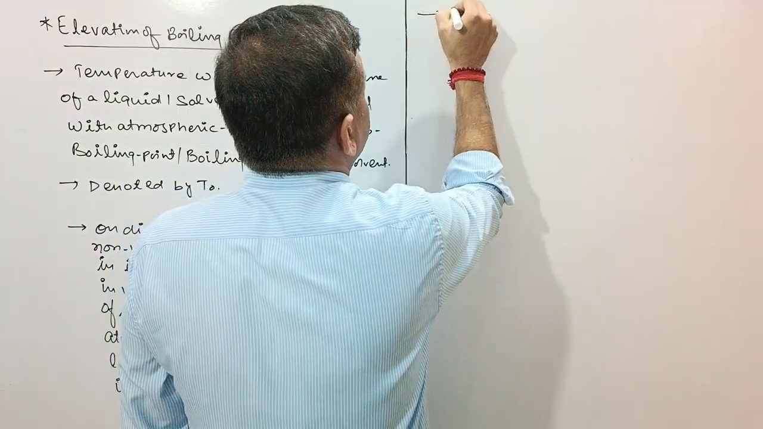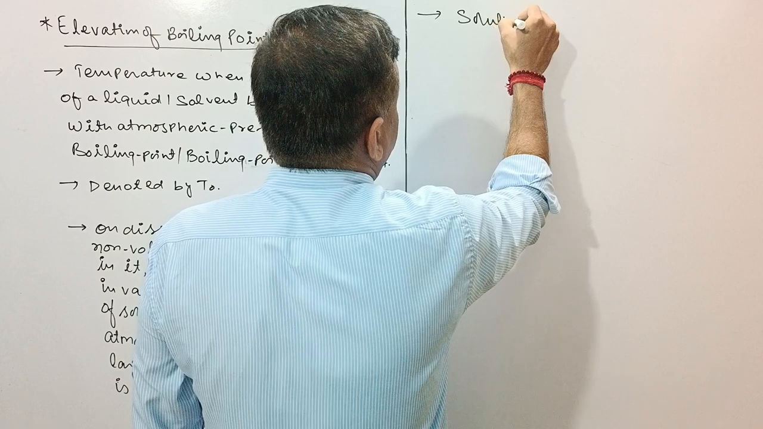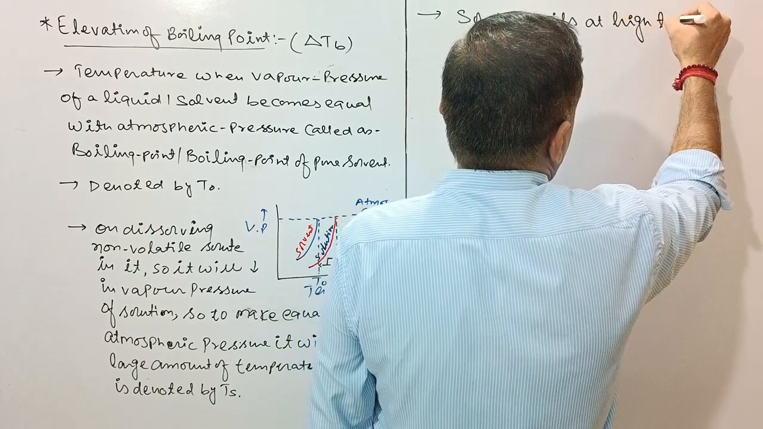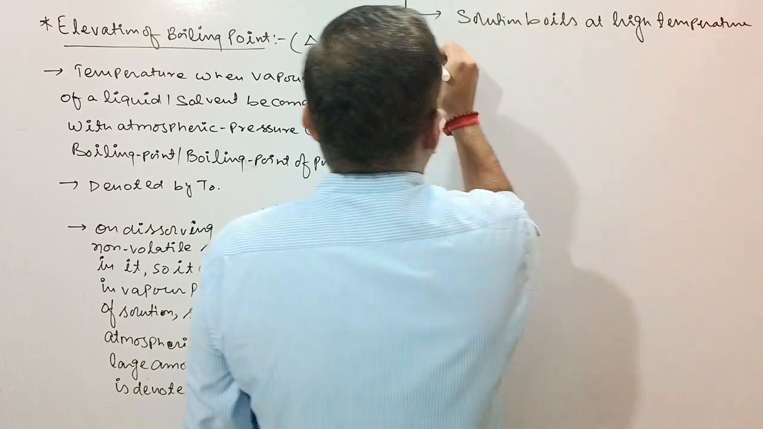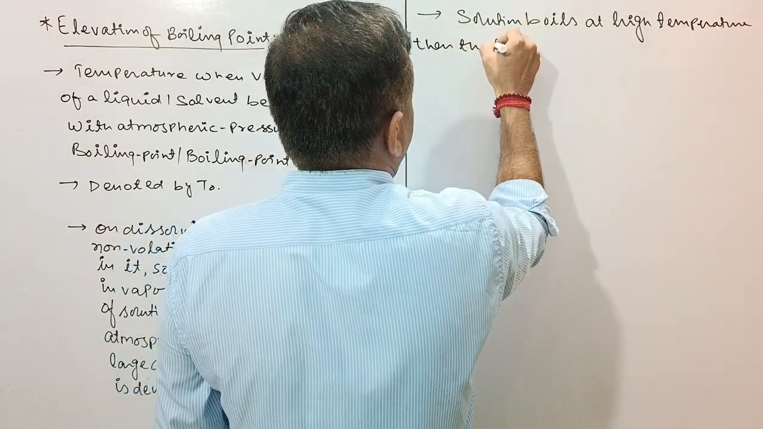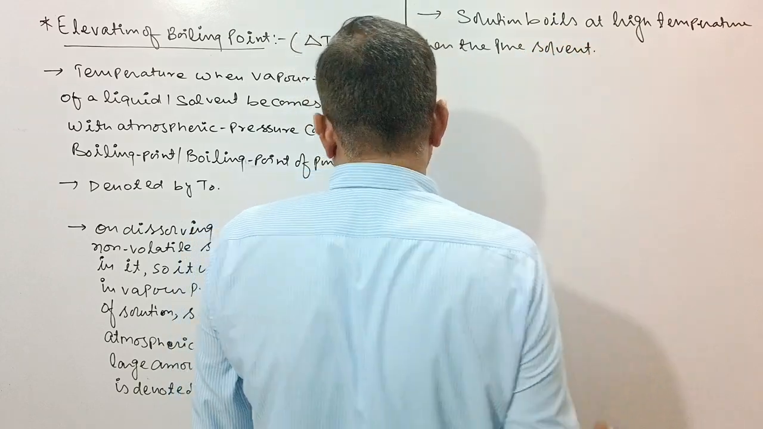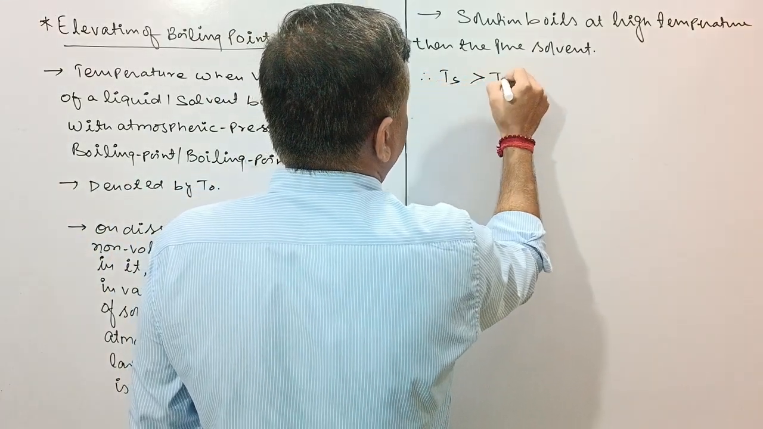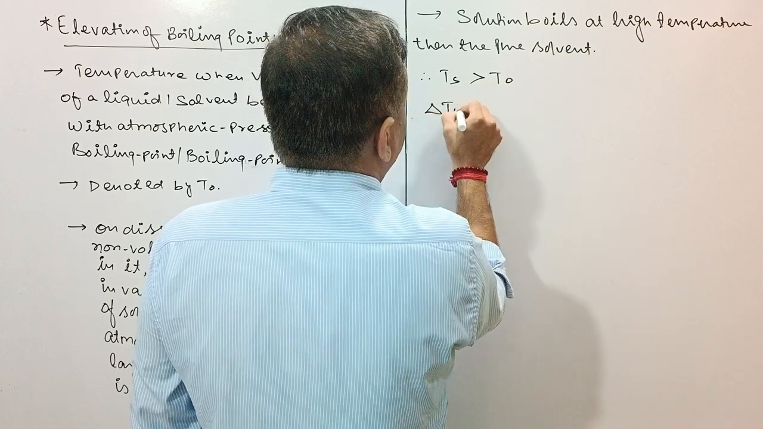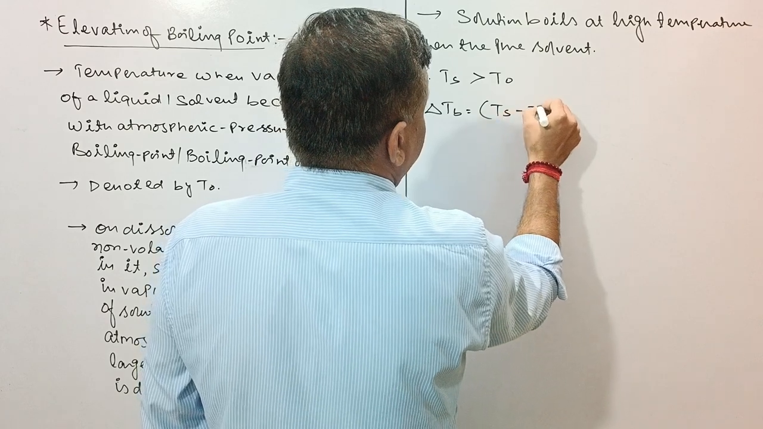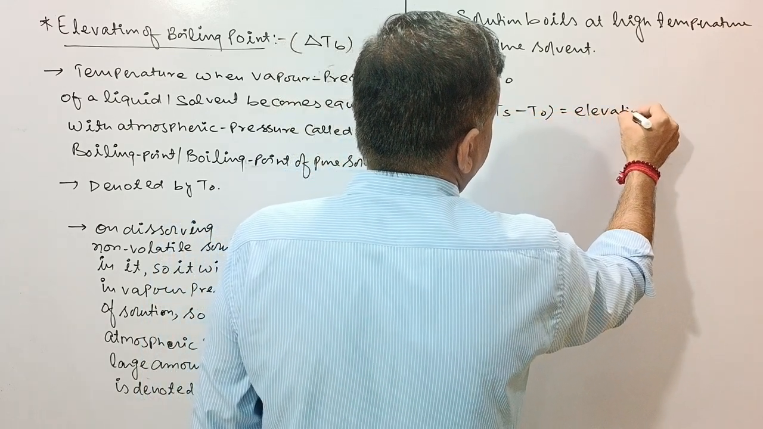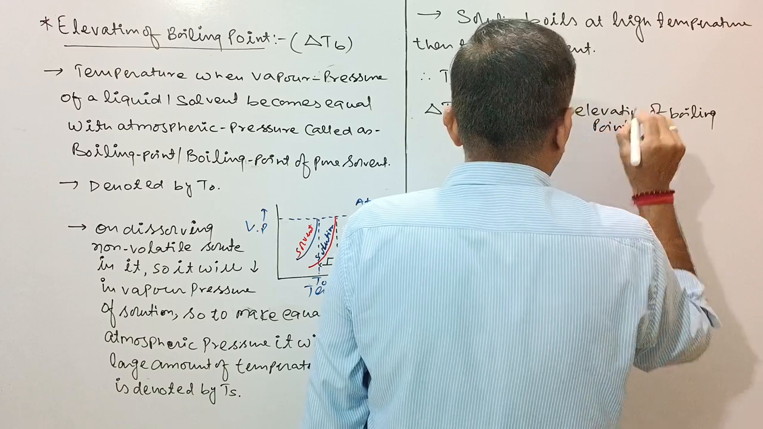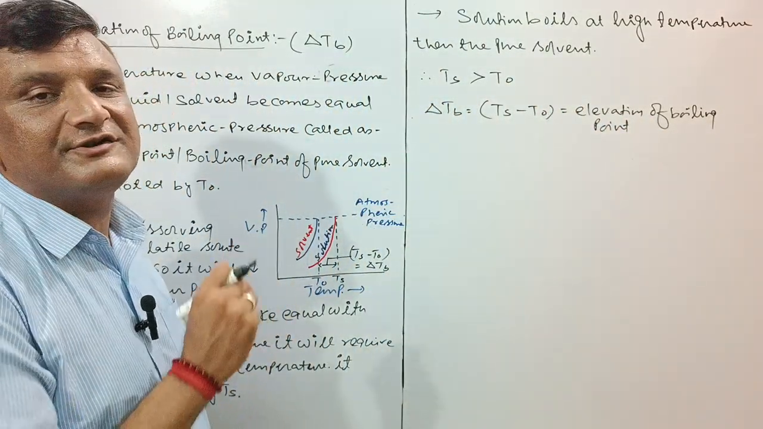So what we can say is that the solution boils at a higher temperature. Compared to the pure solvent, the solution will boil at a higher temperature. So you can say TS is greater than T naught, and this increase in temperature is called the elevation of boiling point. It will be TS minus T naught. This was about the boiling point and elevation of boiling point.